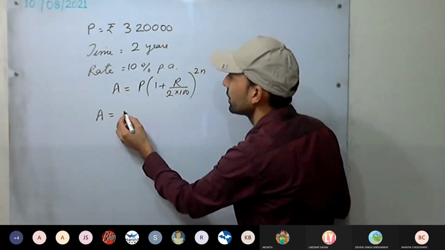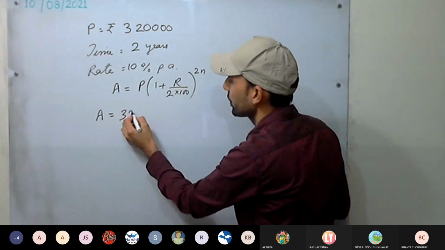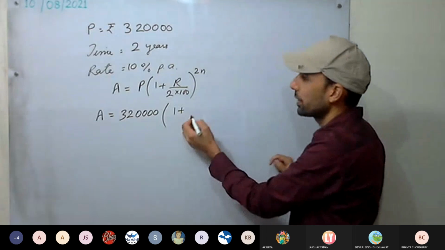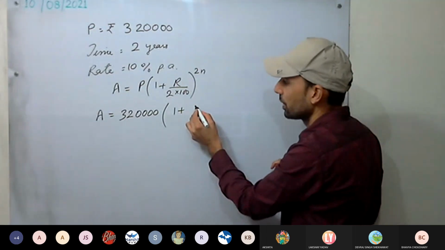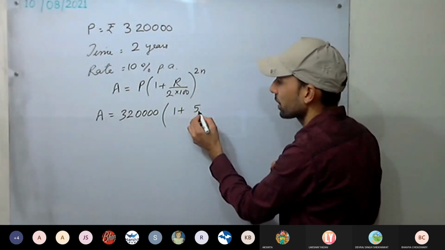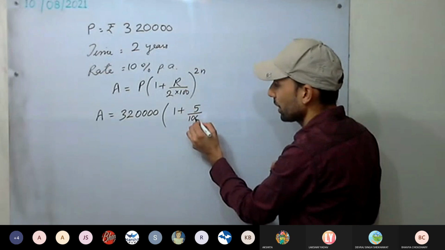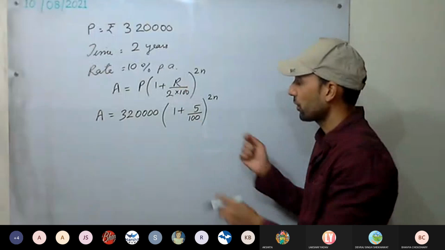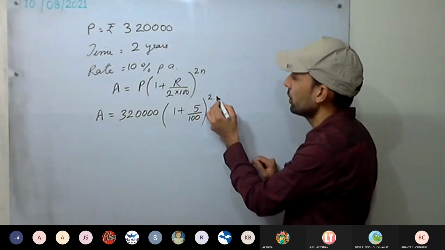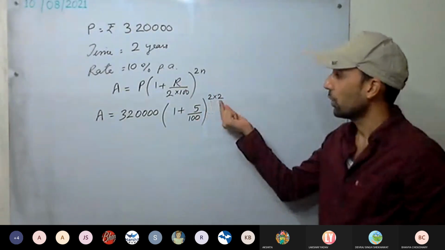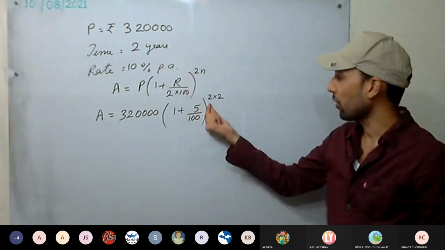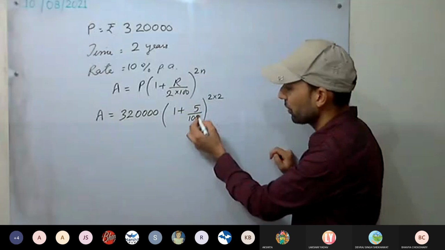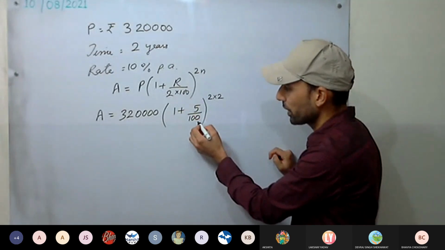Put in and calculate. So P will be 3,20,000 into (1 + 10/2 by 100) raised to power 2 into 2. So in 2 years, how many half years will be there? 4 half years. Rate 5 by 100. Further we can divide them by 5, giving 1 by 20.